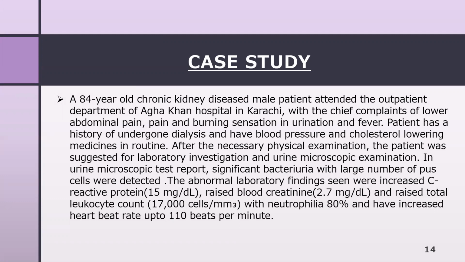After that, laboratory tests were done. In the urine microscopic examination, bacteria were found with a large number of pus cells. Other tests showed C-reactive protein of 15 mg per dl, blood creatinine level of 2.7 mg per dl, and total leukocyte count of 17,000 cells per cubic millimeter with neutrophilia of 80%. The patient's heart rate is 110 beats per minute.